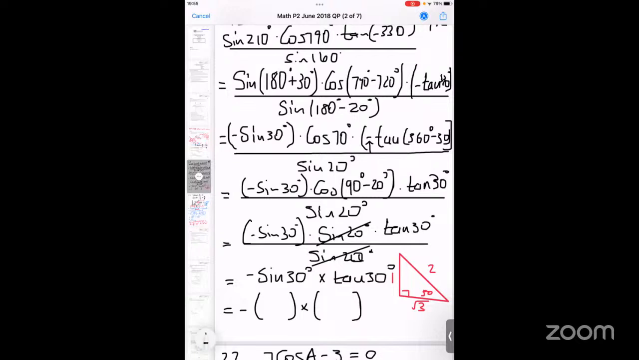Opposite, which is 1/2, opposite over hypotenuse. And then tan 30, it has to be root 3 over 3. And that multiplies that multiplies that. You end up having negative square root of 3 over 6.